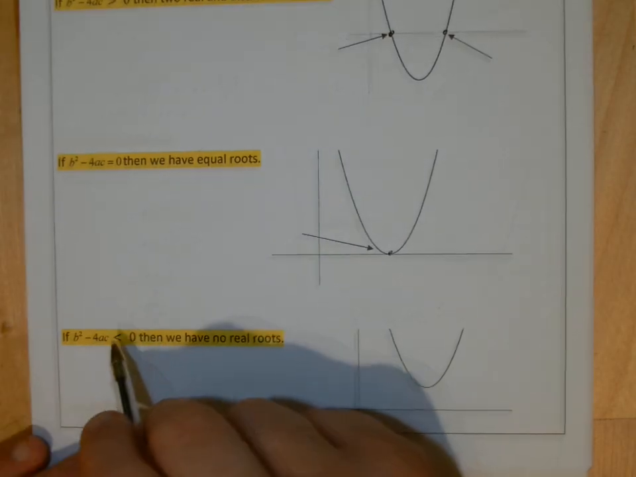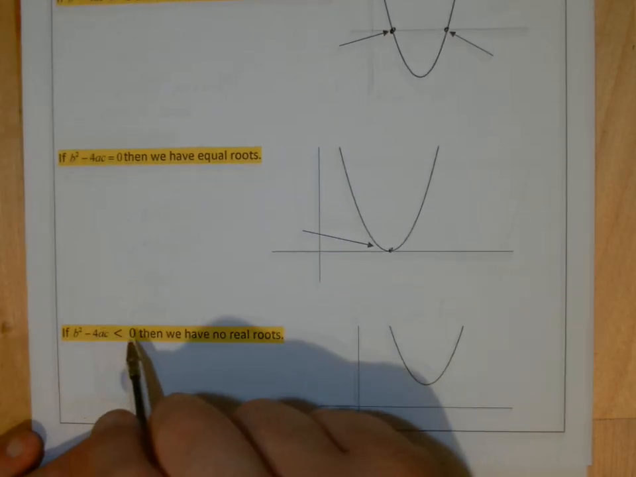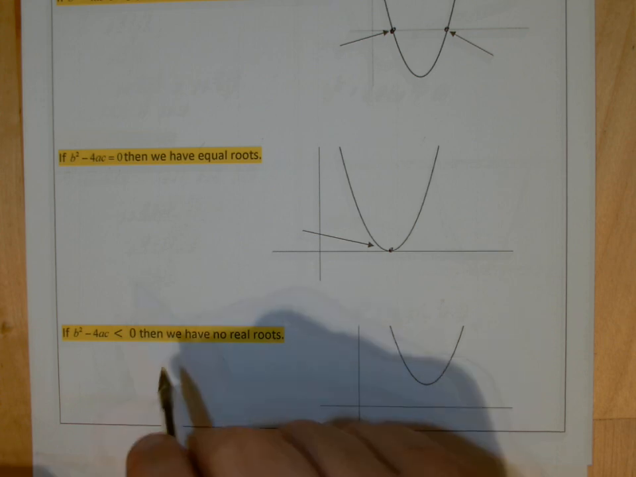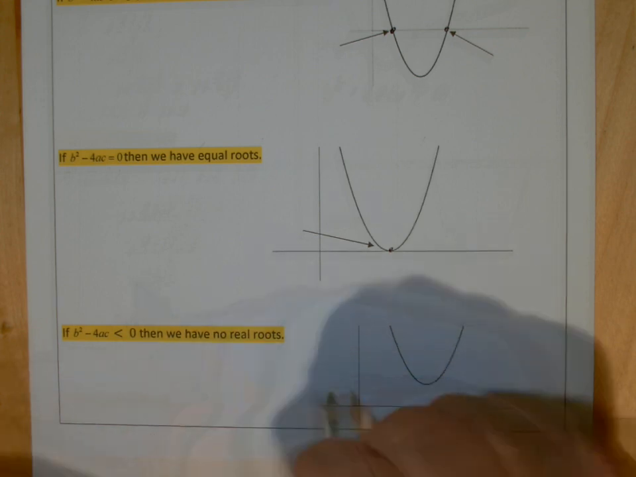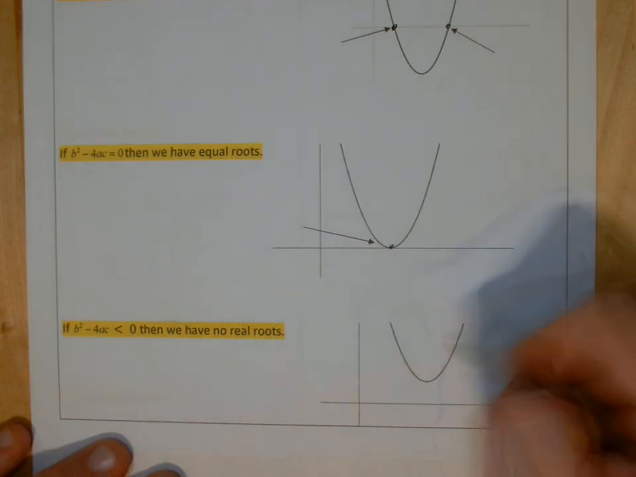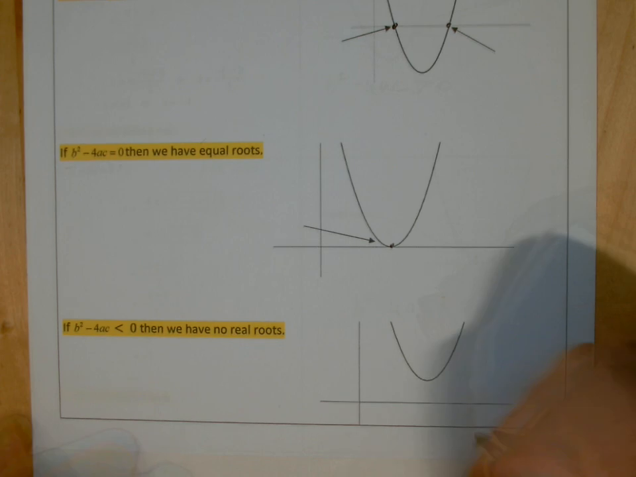And then you get the situation where the discriminant value is negative. In this case, remember, you're trying to square root a negative, and it's impossible. So you have no answers out. So we literally say then there's no real roots. And you get a situation like that where it does not cross the x-axis.